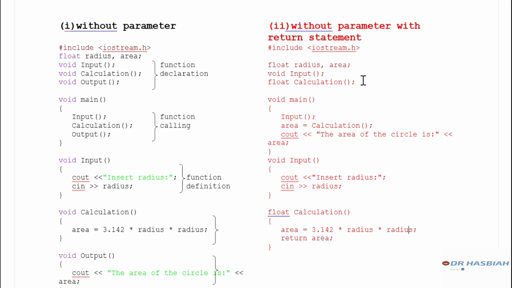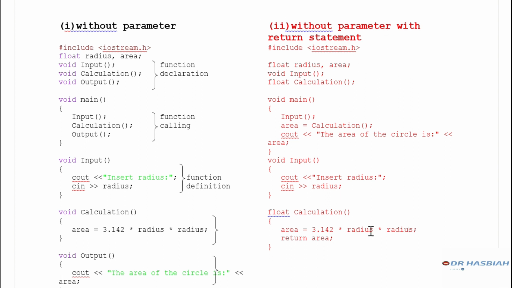Okay, so the example just now, if you compare to the function without parameter, the first one here, we have three function definitions, right? We have input, and then we have calculation, and then we have output. But if we change to the function without parameter with return statement, we see the example here. First, what is the difference between the function without parameter and without parameter with return statement?